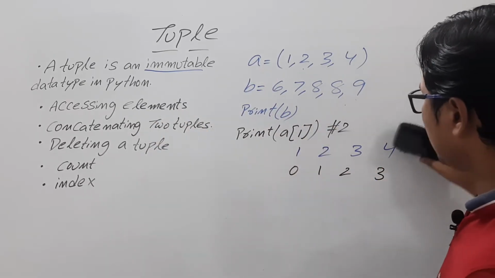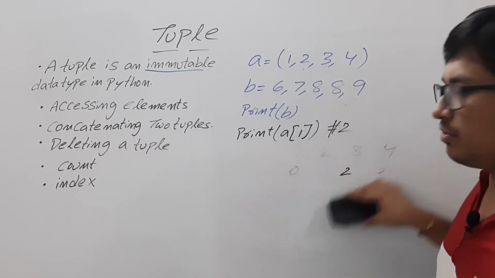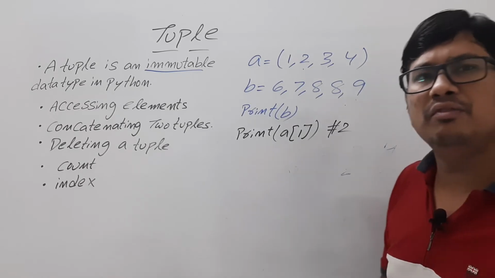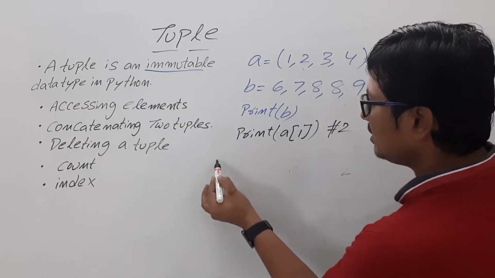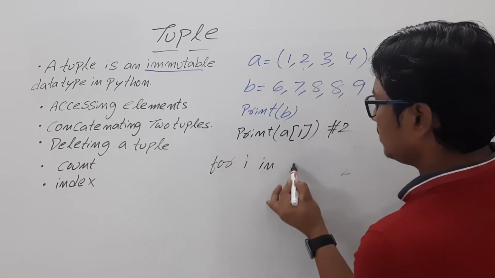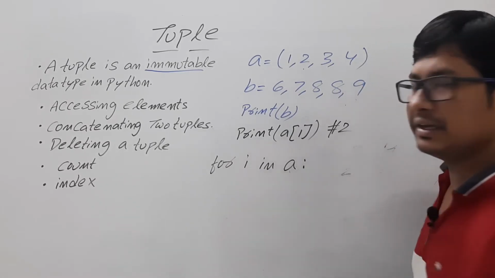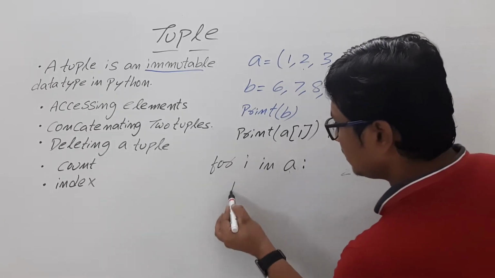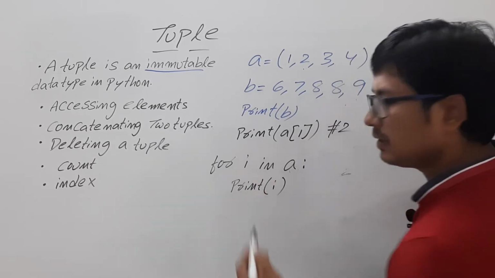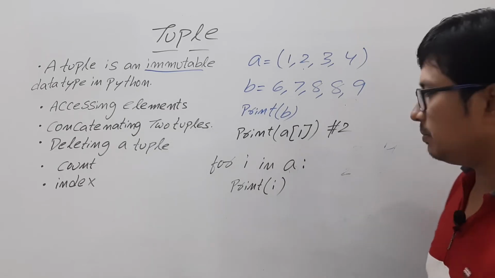If you want to access all the elements, or if you want to print all the elements, obviously you can use the for loop. How you can do it? For i in a, where a is the tuple here. Okay. Then you can write print i. Then all the elements in the tuple will be displayed.